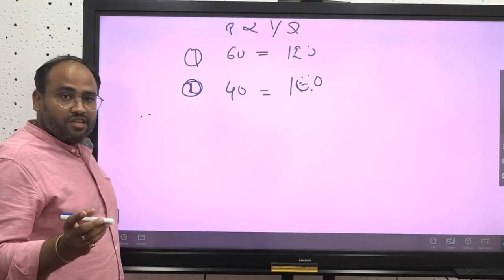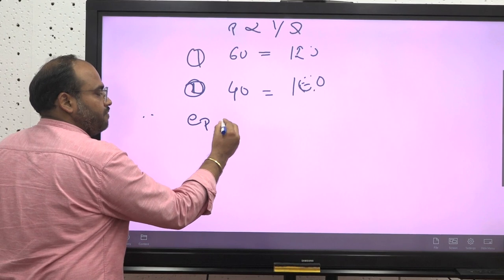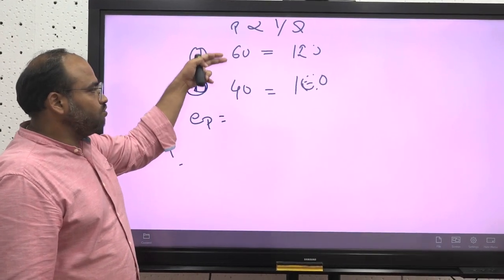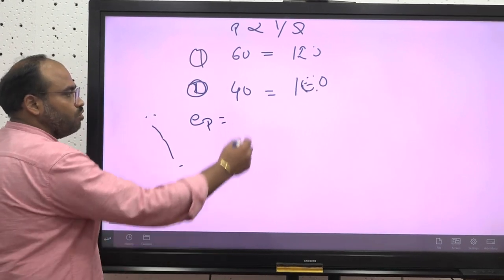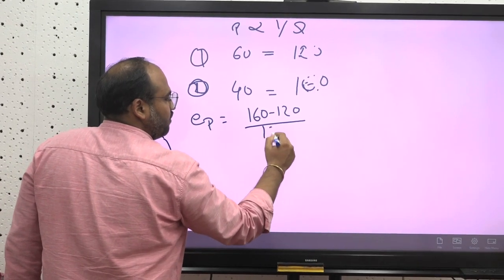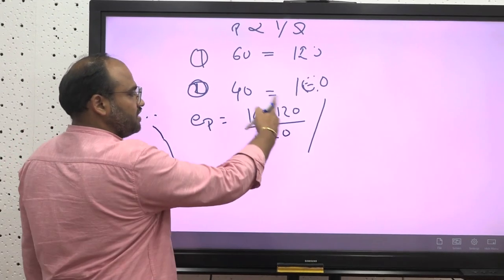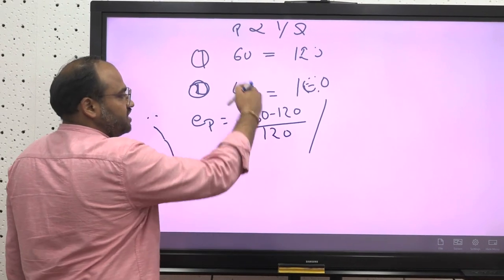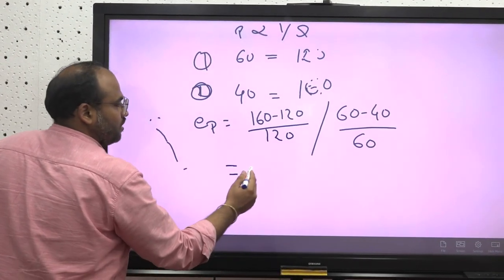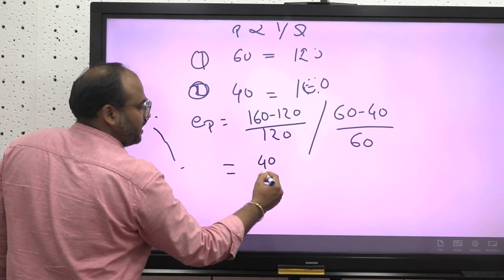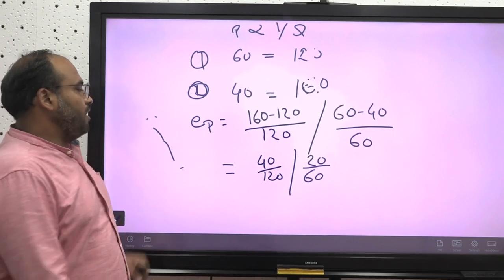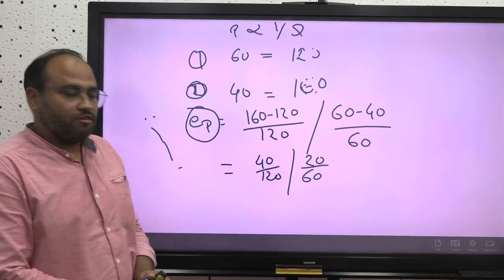Now for calculating price elasticity of demand, which will be denoted by EP, it will be calculated as percentage change in quantity divided by percentage change in price. So what is the percentage change in quantity? 160 minus 120 divided by 120, and this entire figure has to be divided by the percentage change in price. The percentage change in price is 60 minus 40 upon 60. So we'll calculate it: 40 divided by 120 divided by 20 divided by 60. Upon calculating this figure, we will be able to calculate the price elasticity of demand for this particular scenario.